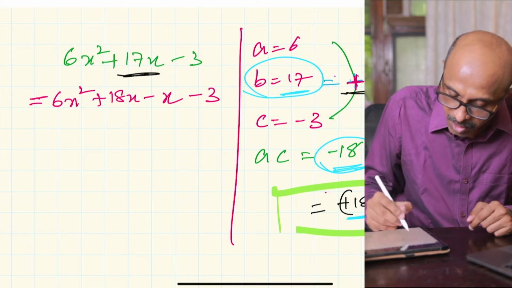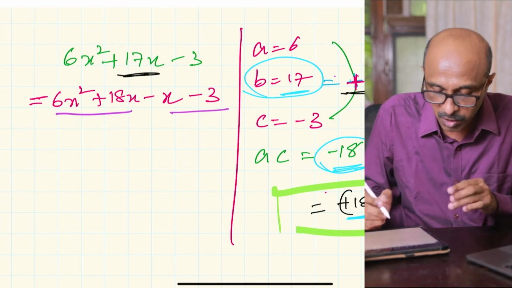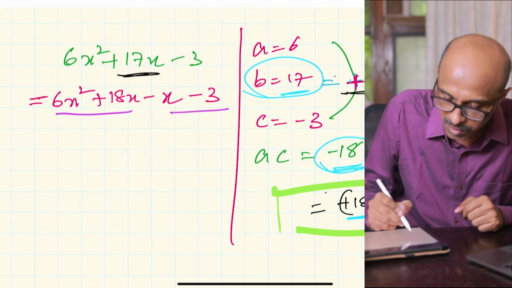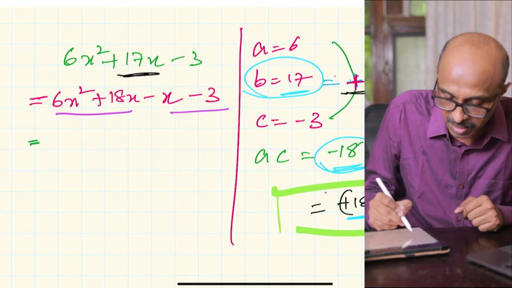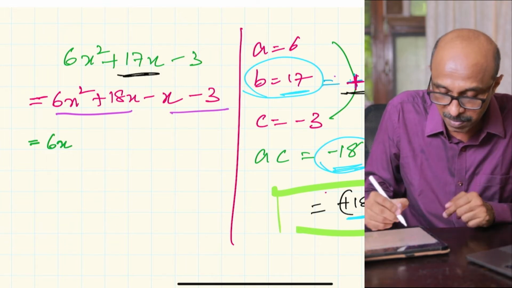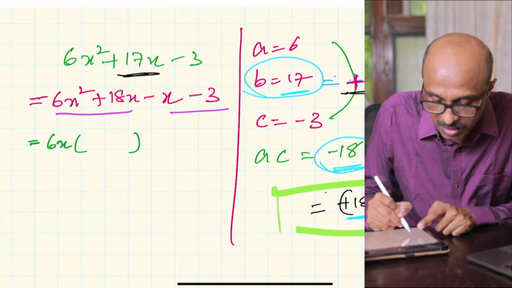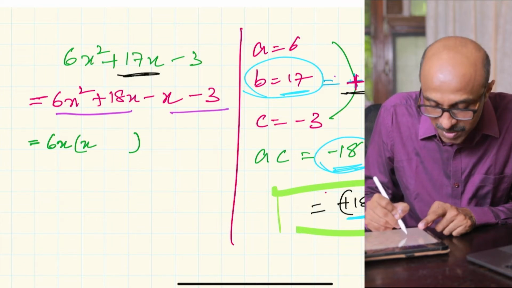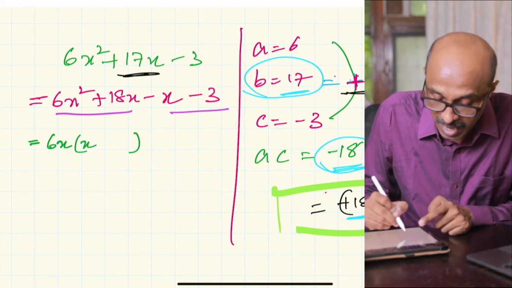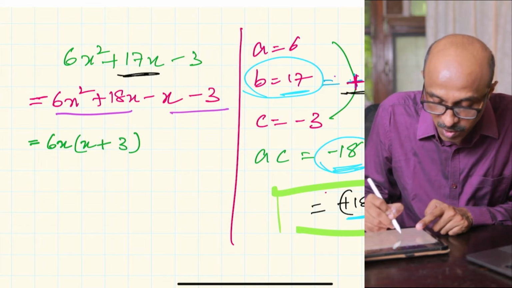Now, what we do after this, we are going to factor two terms at a time. What is the highest common factor for 6x squared and 18x? Well, 6x happens to be the highest common factor for those two terms. So you factor two at a time and put a bracket. 6x times x would give me 6x squared, the first term. And 6x times a 3 would give me 18x.